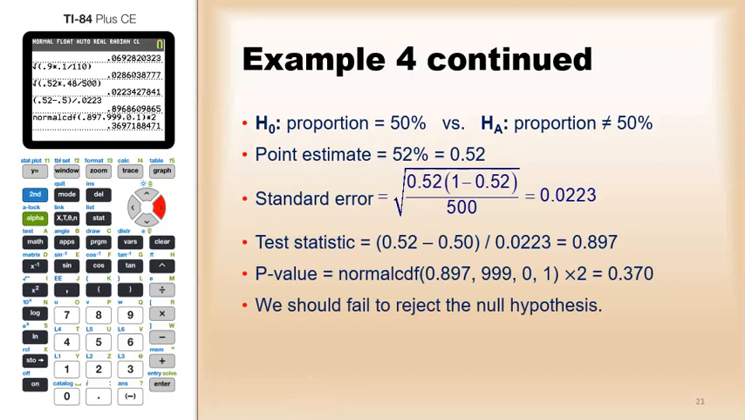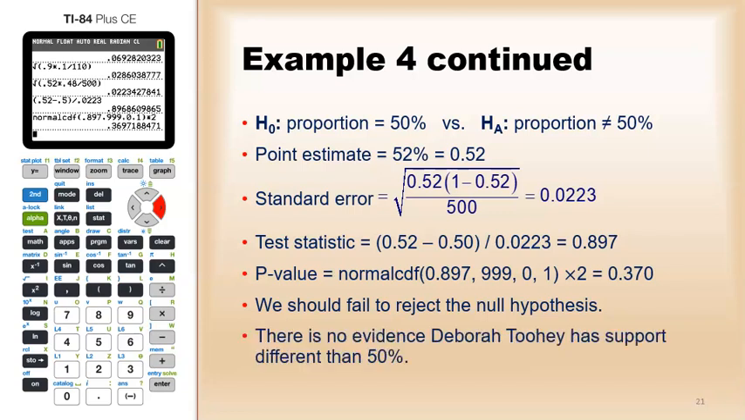we should fail to reject the null hypothesis. So we don't have any evidence that she has more than 50% of the vote. So we have no evidence that she has something different than 50%. She may have more than 50% of the vote. She may have less. I can't rule out the results of random chance.